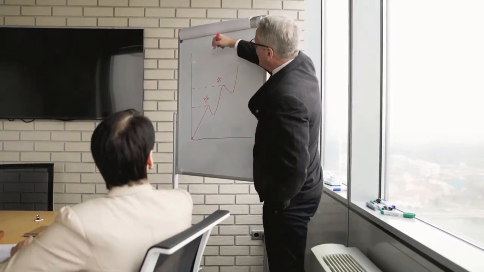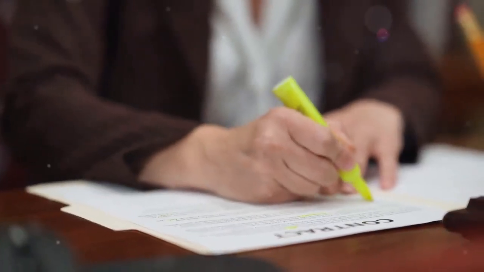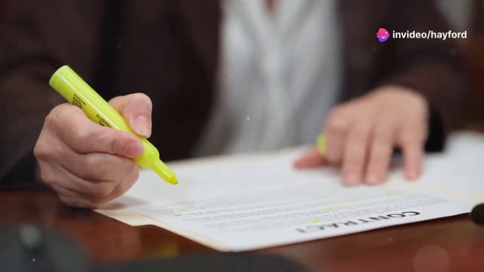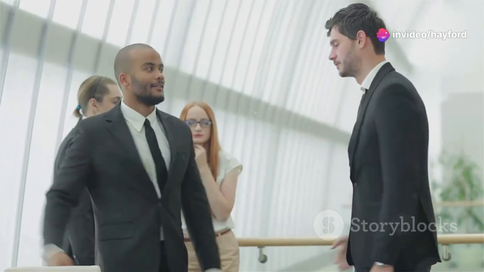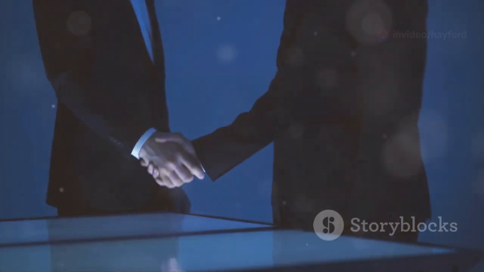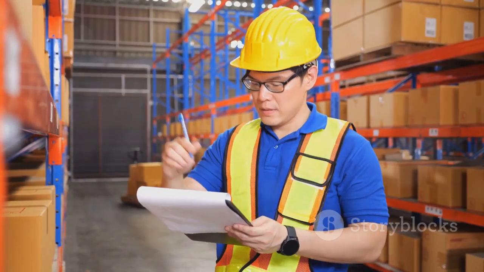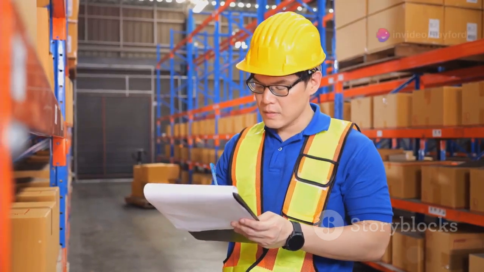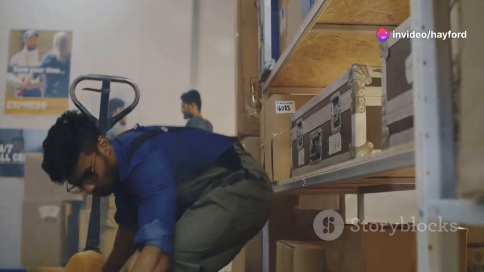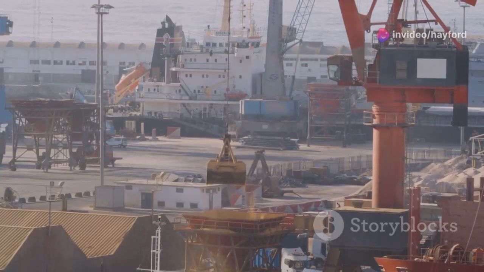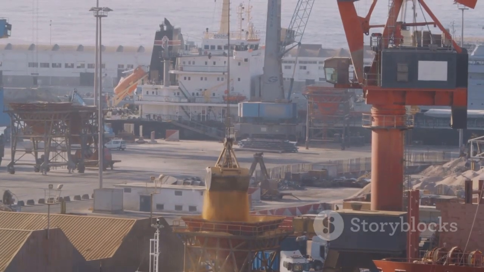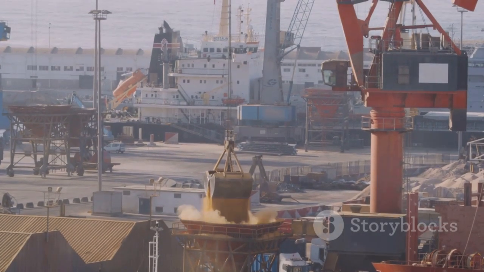Next up, payment terms. Will you be paying up front, on delivery, or within a specific time frame like net 30 or net 60? Make sure the payment terms work for both you and the supplier to avoid any cash flow issues down the line. Lead times are crucial, especially if you're working with tight deadlines. Confirm how long it takes from placing an order to receiving the materials.